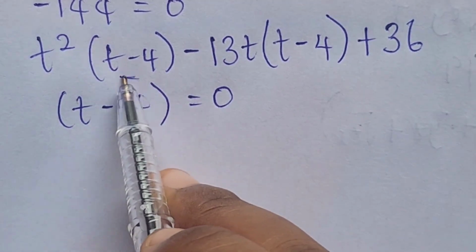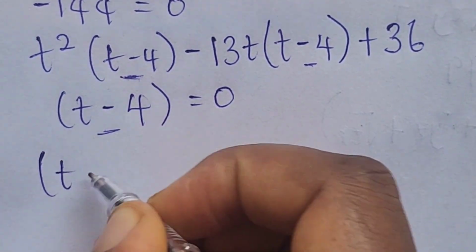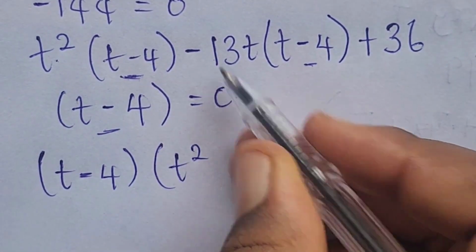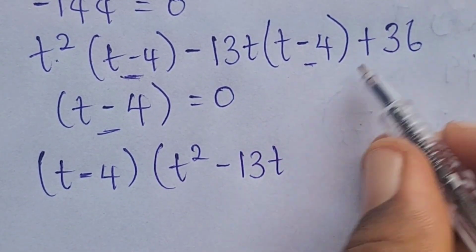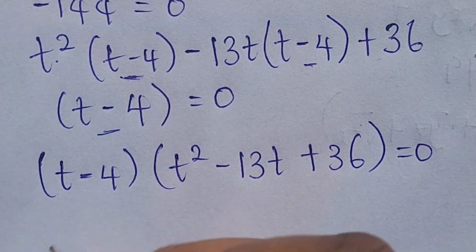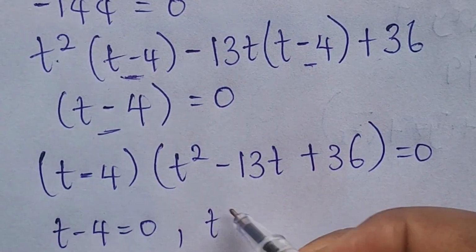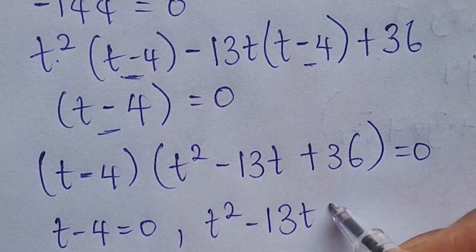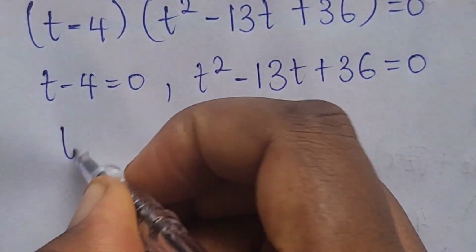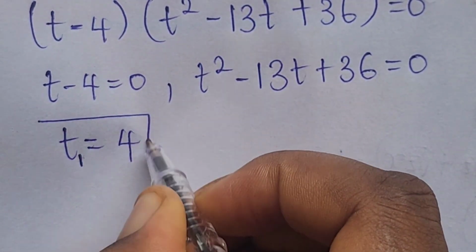So we have a common factor here, t minus 4. We factor it out, and we are left with t squared minus 13t plus 36 equal to 0. So it simply means that t minus 4 is equal to 0 and t squared minus 13t plus 36 is equal to 0. Solving this linear equation, we have that t is equal to 4. So we've gotten one value.